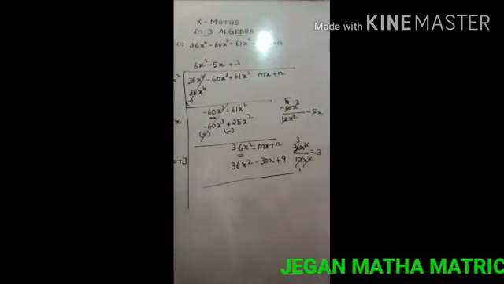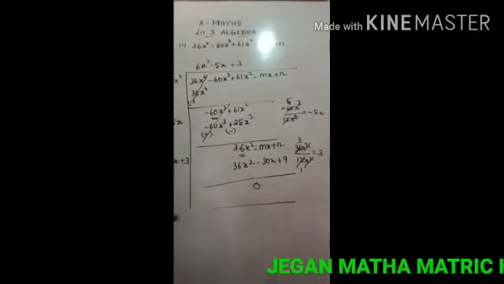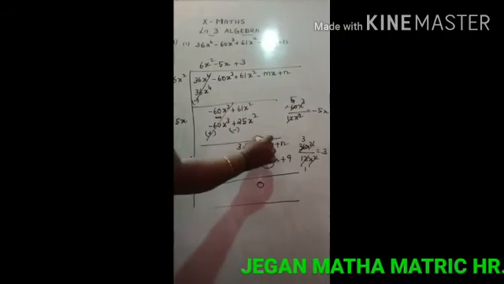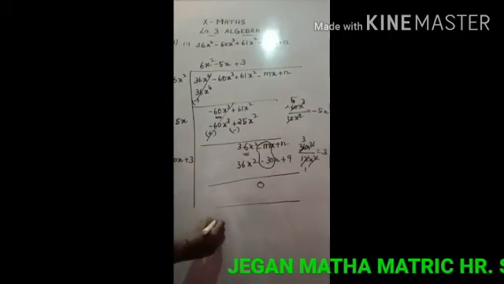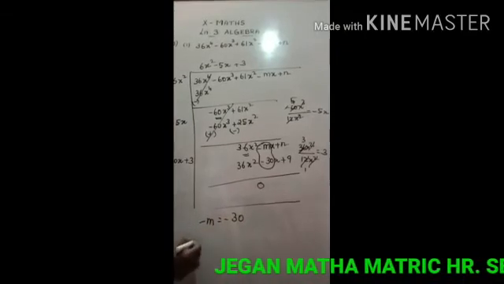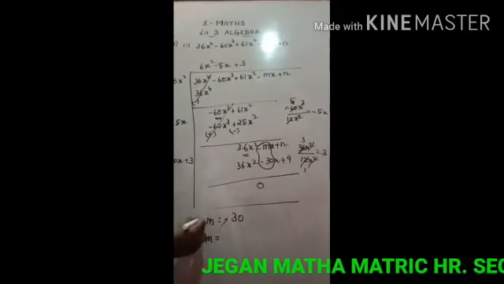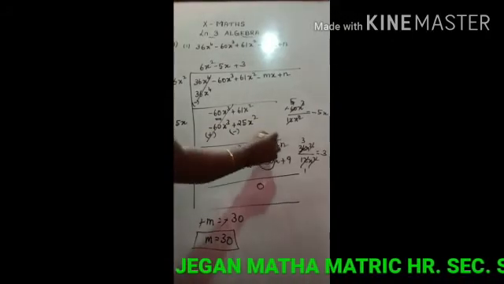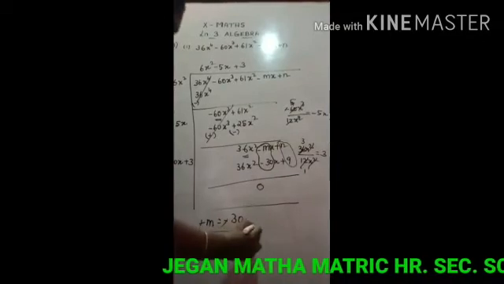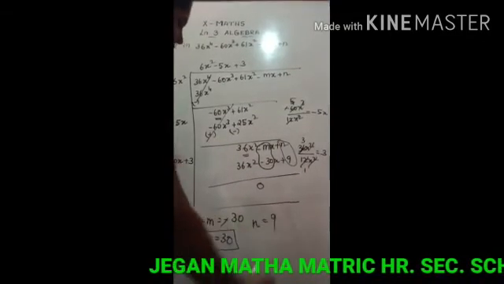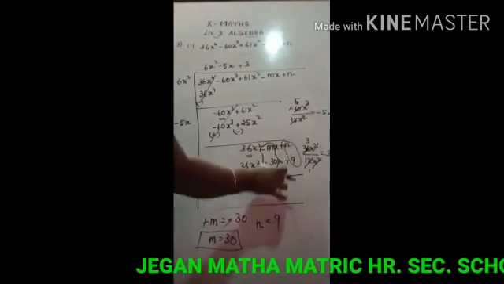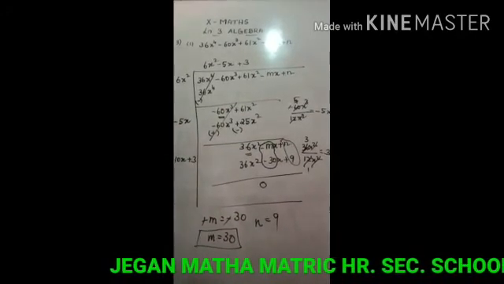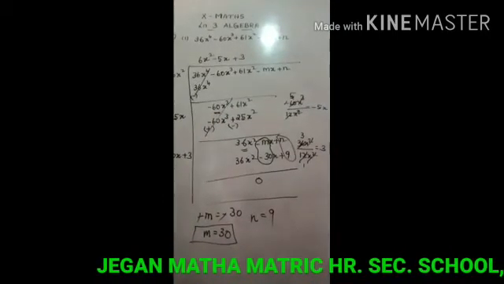So in the given polynomial, we have the remainder 0, the value of m. Here minus m is equal to minus 30. So minus m is equal to minus 30, here m is equal to, minus minus cancels, so the value of m is equal to 30. Then n is equal to 9. So the value of n is equal to 9. We put the 9 in this expression, we have 0. So the value of m equals 30 and the value of n equals 9 in the given polynomial.